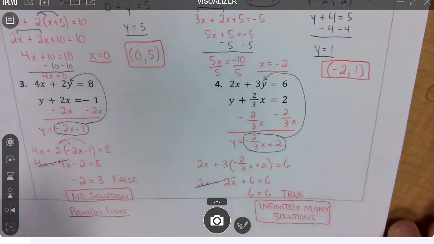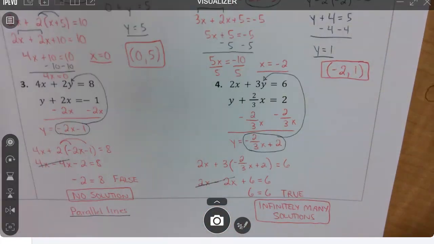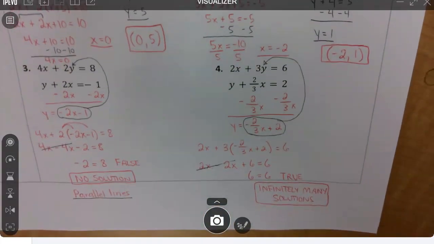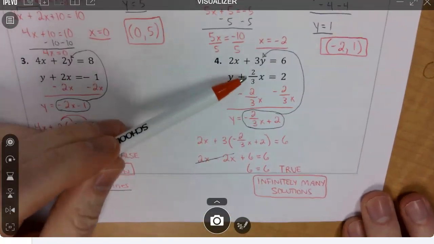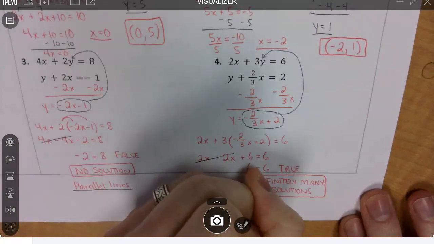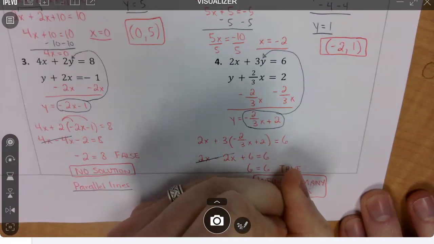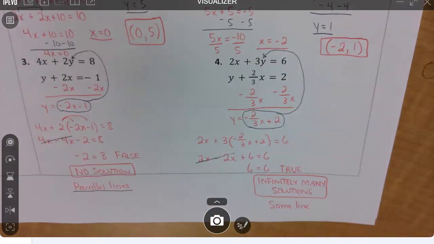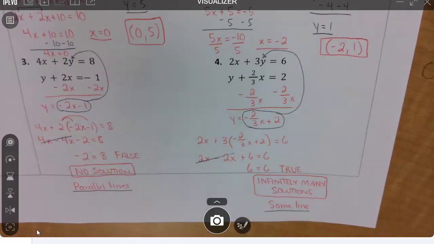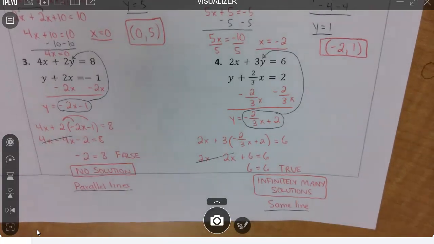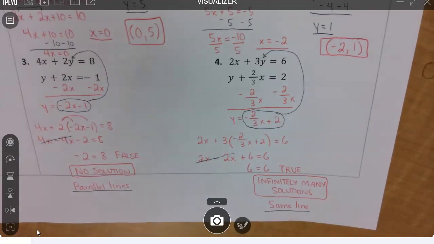It's not one point, it's actually an infinite amount of points that would make this true. And why would this happen? Because these two equations right here are actually the same line. If we went through the process of graphing them, you would realize I'm doing the same thing for both equations. They'd have the same y-intercept, they would have the same slope, so they have every single point in common. Every point that belongs to one line automatically belongs to the other.